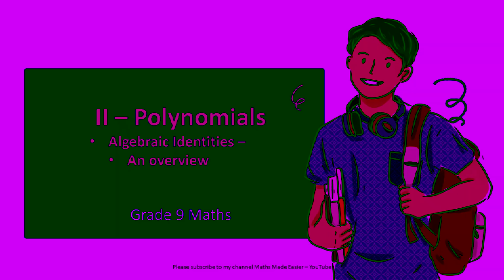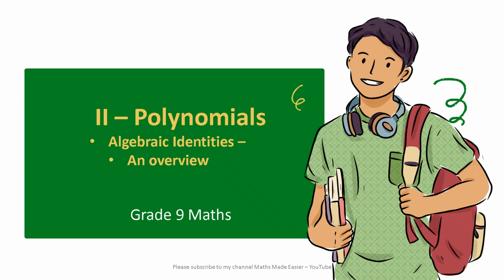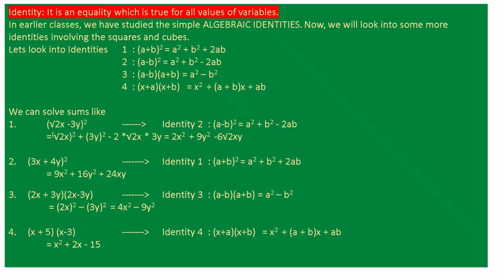Overview on the algebraic identities under polynomials. Identity. What is an identity? It is an equality which is true for all values of variables. In the earlier classes, we have studied the simple algebraic identities. Some more we can look into, but these are the following four common basic identities which we have already studied.